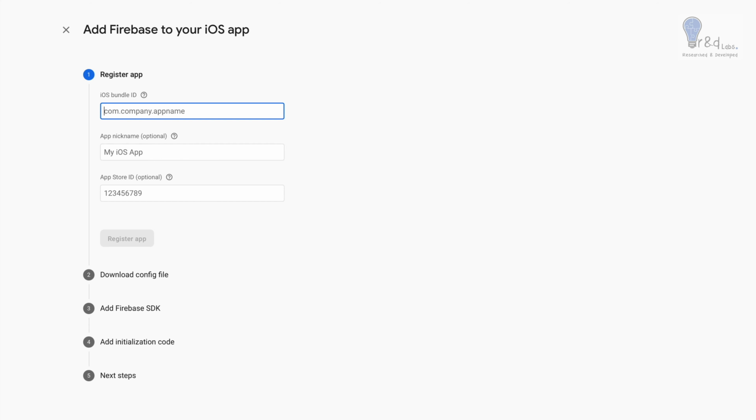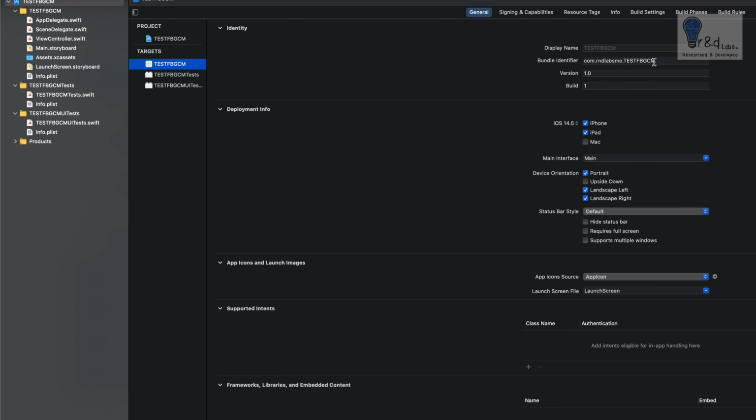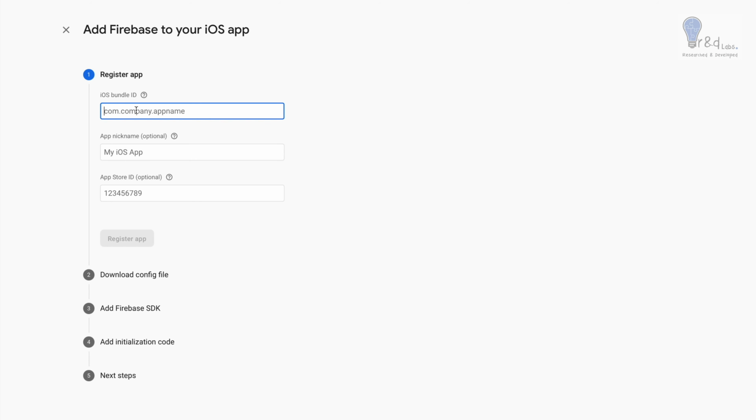You'll have to open your Xcode, and over here we already have the bundle identifier within General. You just have to copy this, then open Safari again and paste it. Let's give it a name, so let's say test GCM. You don't need to have the App Store ID over here. Go ahead and click register app.